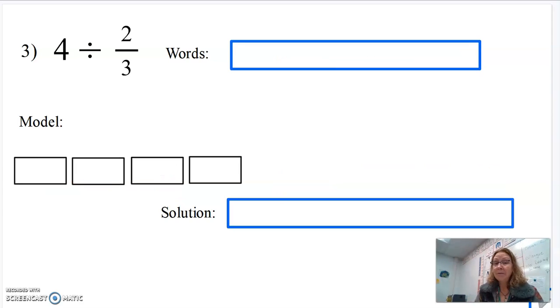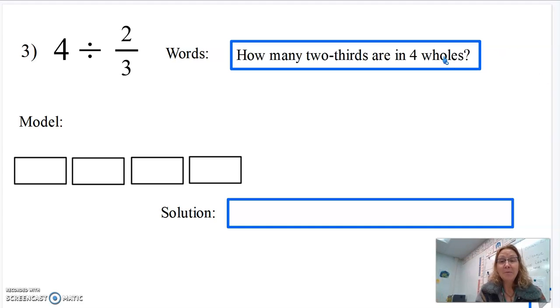All right, so same idea. This time I now have 4 wholes that I'm dividing by 2/3. So how many 2/3 are in 4 wholes? Here's my model. Now I have 4 pieces, but I'm still breaking it up into the pieces that the denominator says, because if I'm going to divide into thirds, the whole rectangles have to be broken up into thirds, and then I start highlighting 2 at a time. 1, 2, there's my second group.